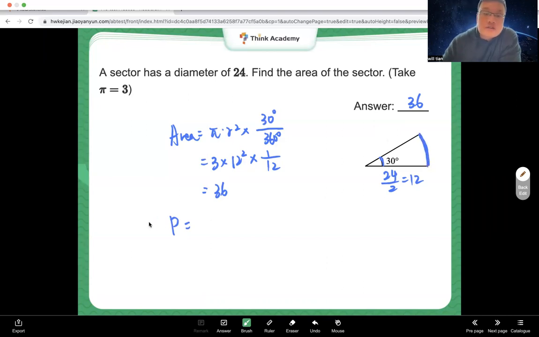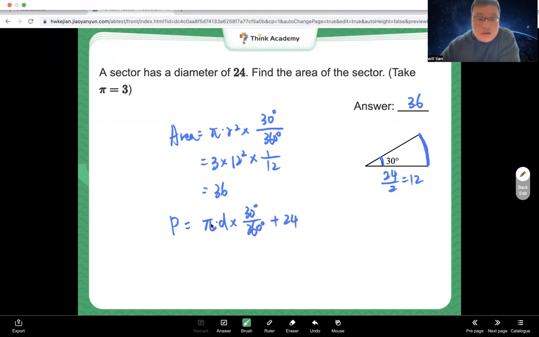of the sector. You could do pi times the diameter, which is the circumference of the whole circle, right? But as for this sector, you only need to count this arc over there, which will be 30 over 360, which is 1 over 12, right? You times that. But don't forget, you have to add these 2 radius. And 1 radius is 12, so 2 radius is 24.